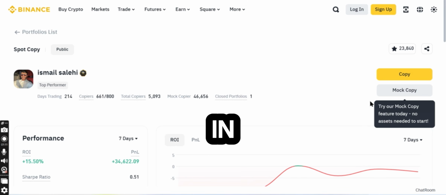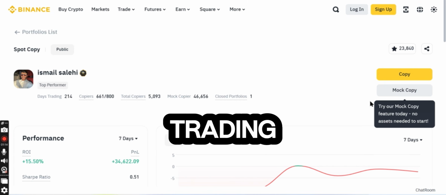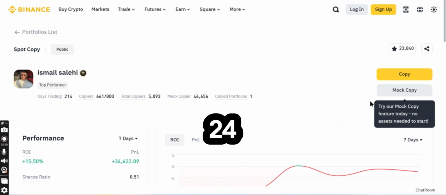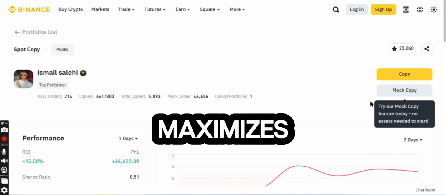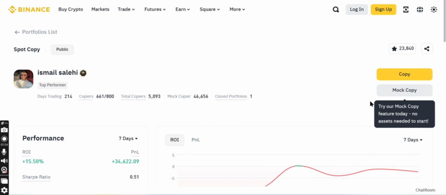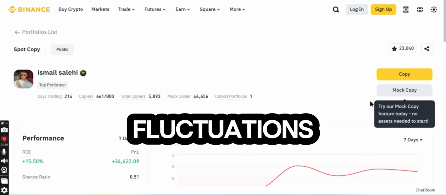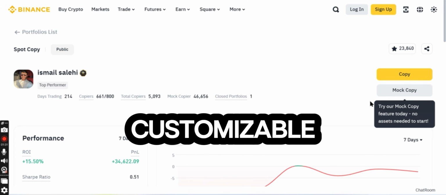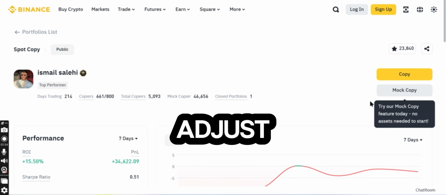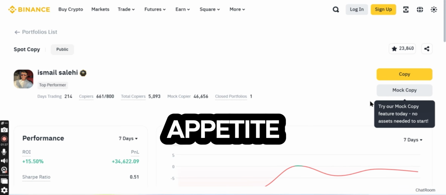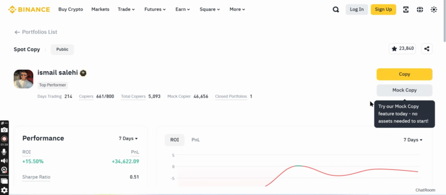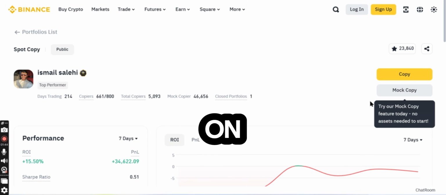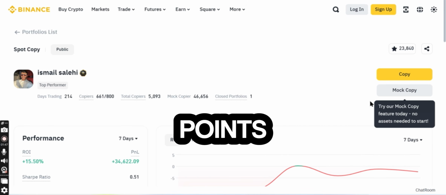Why use grid trading in crypto? Automates trading process. Reduces emotional decision-making and enables 24/7 trading. Maximizes volatility profits. Earns profits from small price fluctuations without predicting market direction. Scalable and customizable. Traders can adjust grid parameters based on risk appetite and market conditions. Minimizes market timing risks. Reduces reliance on precise market entry and exit points.